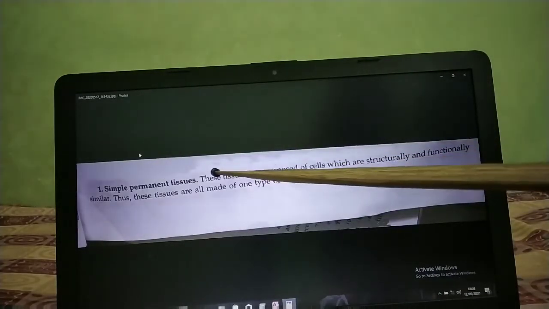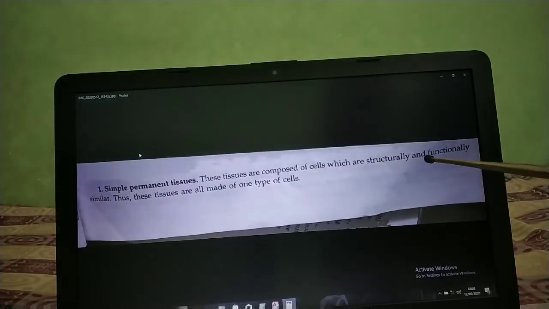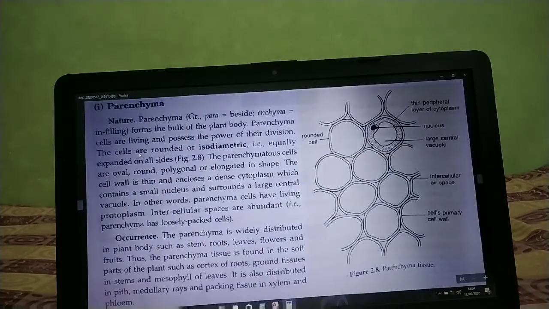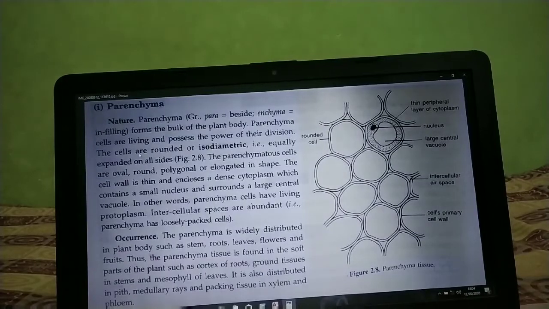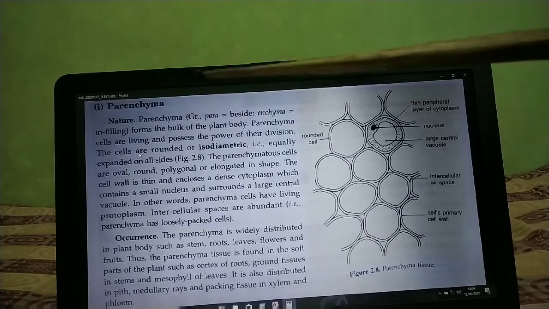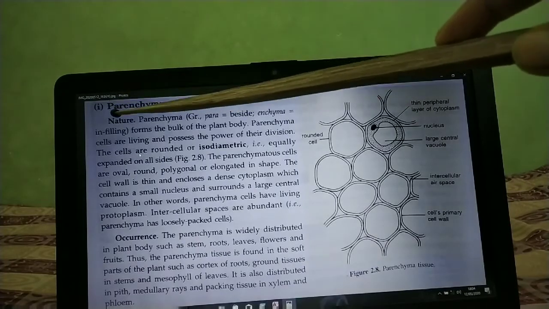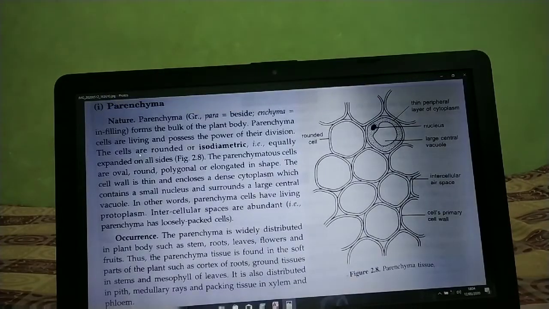So children, the permanent tissue is divided into two types, I already told you. Simple permanent tissues are composed of cells which are structurally and functionally similar. Thus, these tissues are all made up of one type of cells. So see here, all this tissue is made up of one type of cell. Simple permanent tissue is divided into three types, I already told you: parenchyma, collenchyma and sclerenchyma. First of all, we'll discuss the parenchyma.